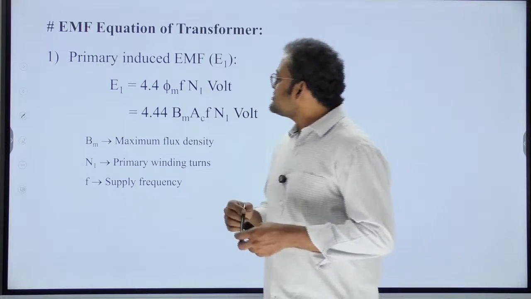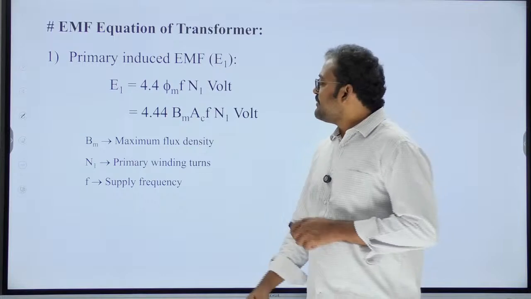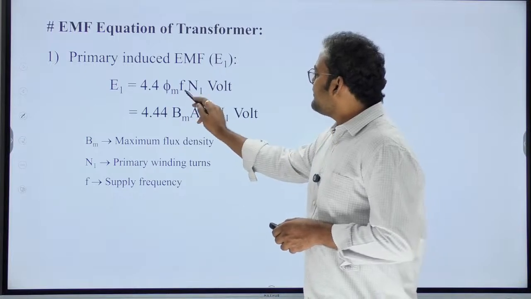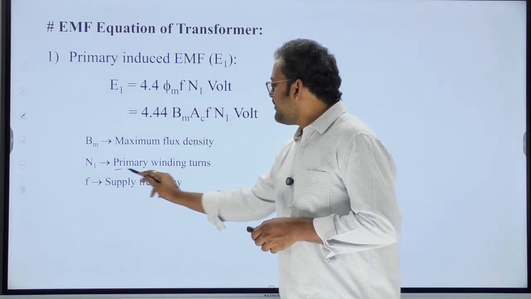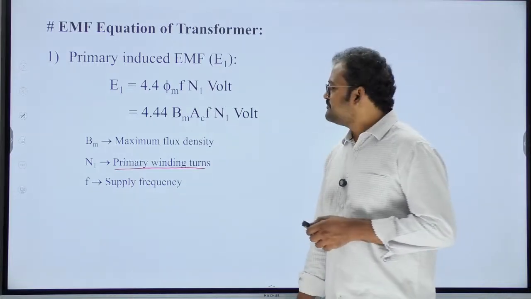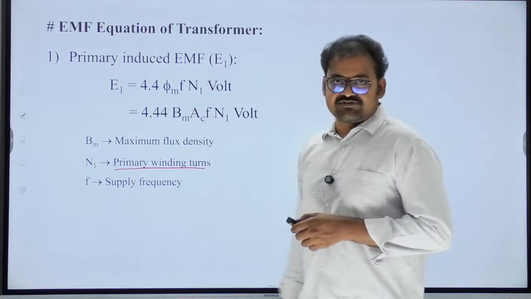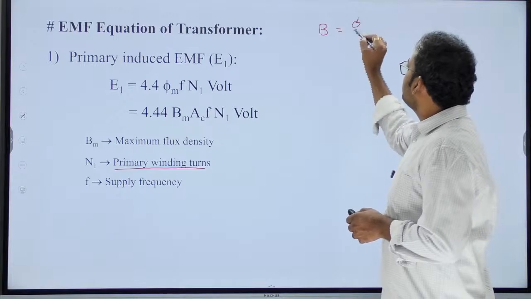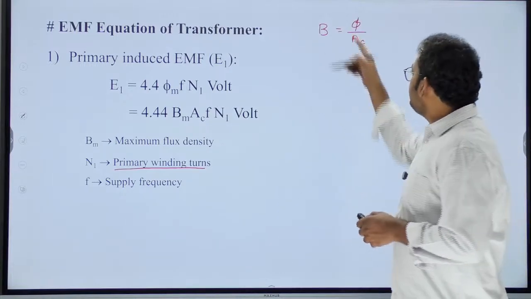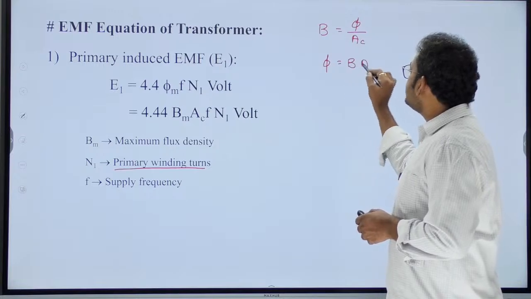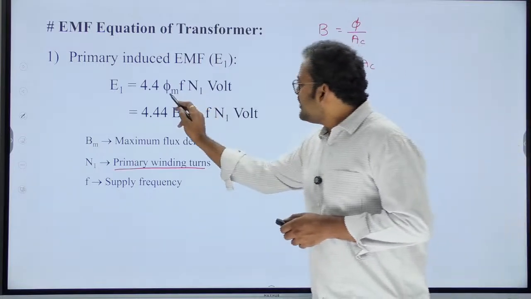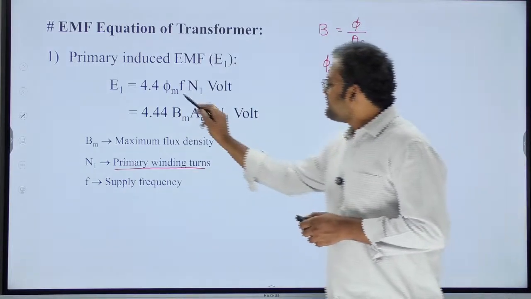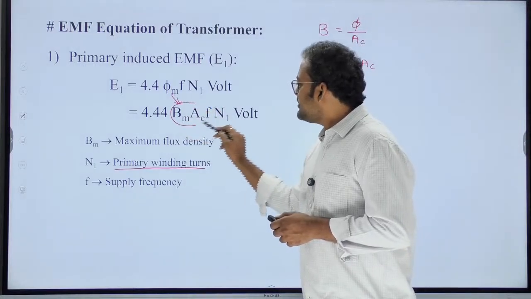Very simple. First one, primary induced EMF. The primary induced EMF of the transformer is 4.44 phi m F into N1, where N1 is number of turns we are using in primary winding, and phi m is maximum flux. You can replace this flux. We know flux density is equal to flux per cross sectional area of the core. If you cross multiply, flux is equal to density into cross sectional area. But in the formula we have a maximum flux, therefore I have to use maximum density. That's why this phi m can be replaced by Bm into cross sectional area.